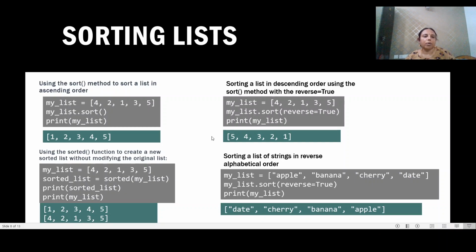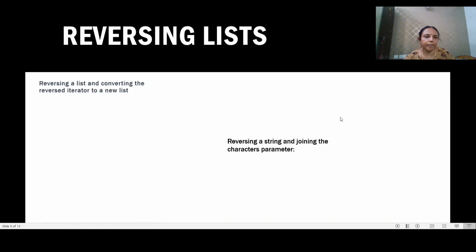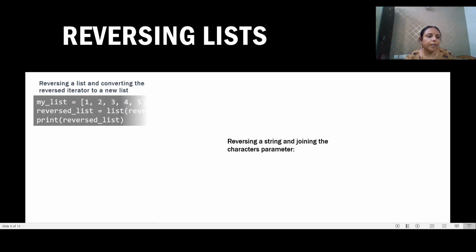So the idea is you can use the sort method or the sorted function. The sort method should be associated with the given list name. You can sort in ascending order without mentioning any parameter. If you want to sort in descending order, then you need to mention the parameter reverse equal to true. That's it.